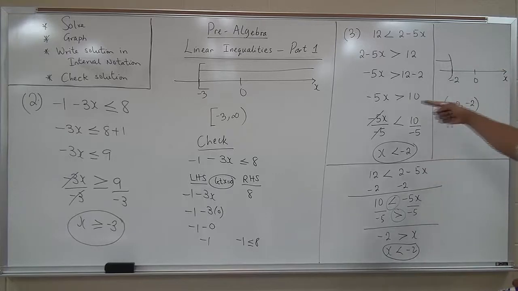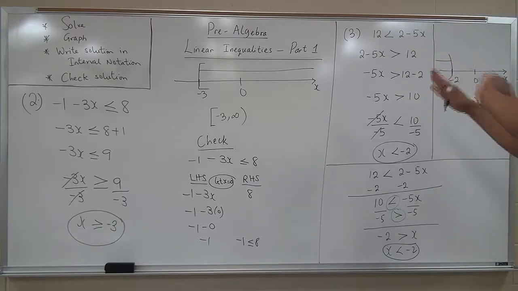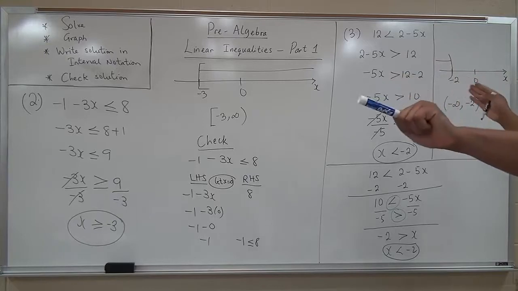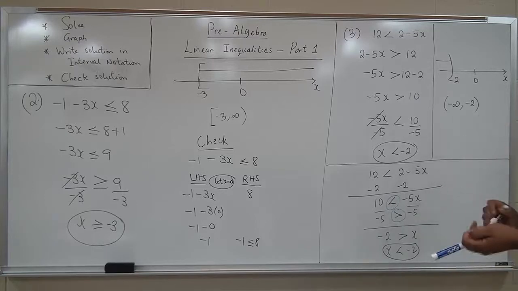Remember, it is going left, so negative infinity comes first. To the left of 0 is negative. Okay? To the left, it's negative, up to negative 2.